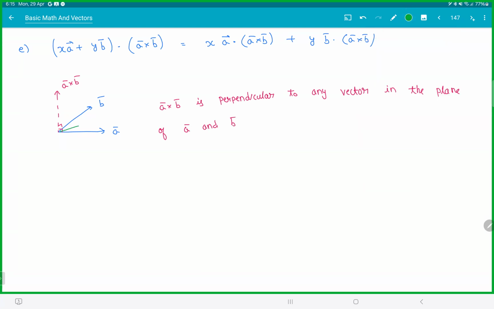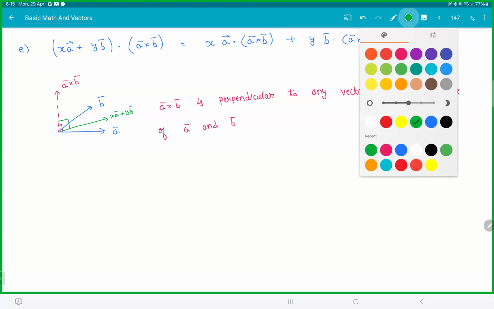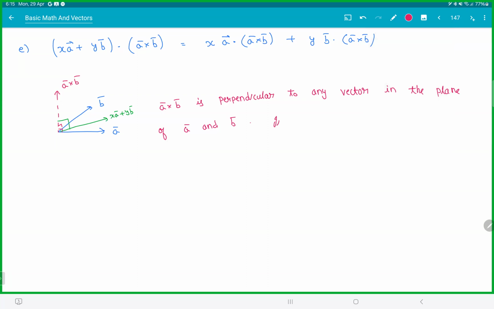Meaning you choose any vector like this, xa bar plus yb bar. Even that would be perpendicular. And we know if two vectors are perpendicular, dot product is 0. So this answer is 0. Easy. This is 0. This is also 0. A is perpendicular to a cross b. B is also perpendicular to a cross b. Making sense, everyone? That's what I said. If you solve the first question, you'll get all of them.